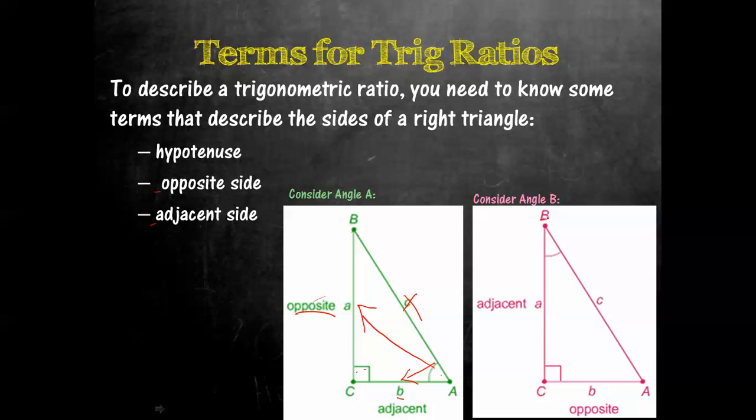Now, if we're talking about angle B, then B is going to be opposite, right? It's the one that's right across from it. And then A is going to be the adjacent one. Again, don't get confused and use the hypotenuse.